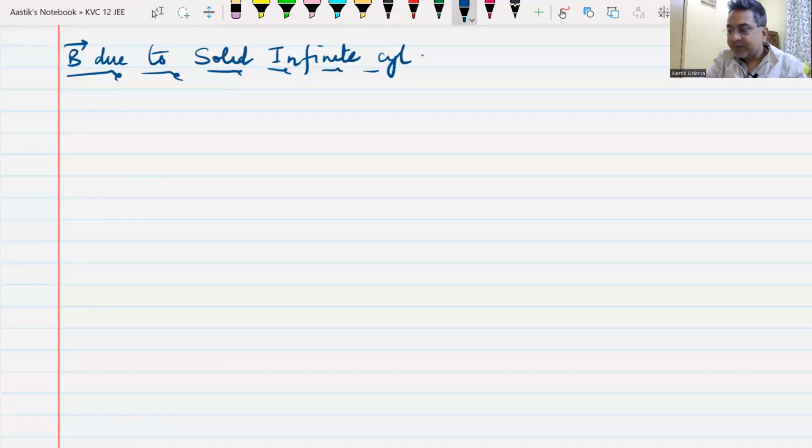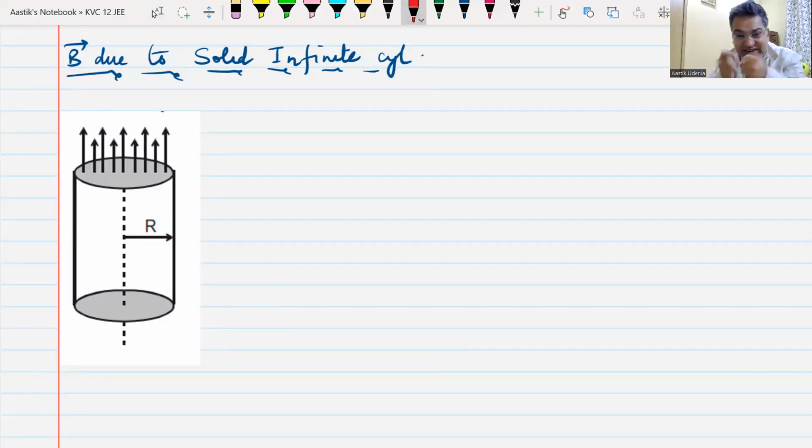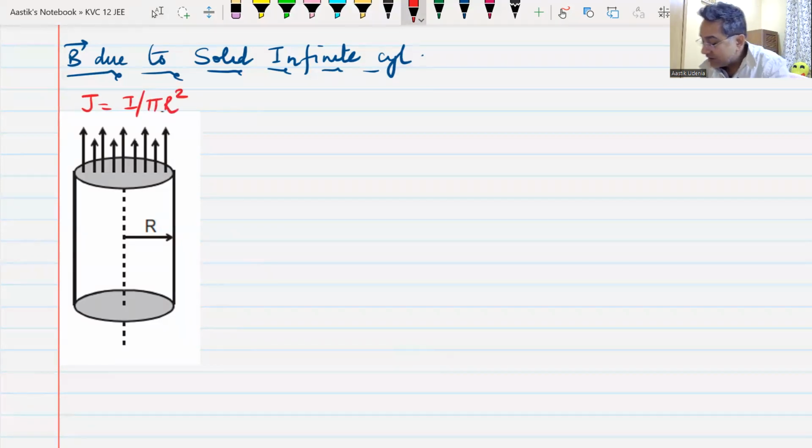The next one that comes into the picture is solid infinite cylinder. A cylinder is always solid, just writing it because everyone says solid cylinder. So the cylinder is now solid. It is like this. The cylinder is now solid, so it has material inside it. So current is distributed along the area and current density is given by I by pi r square. Do you understand this? So the current is distributed throughout the cross section area. Do you understand this? Yes or no?